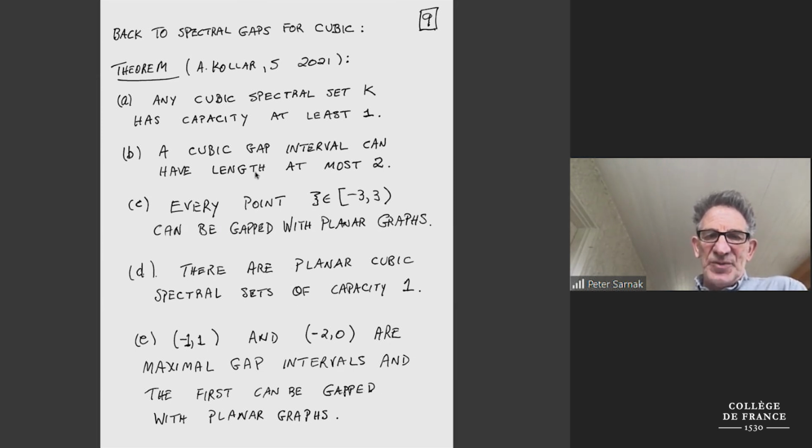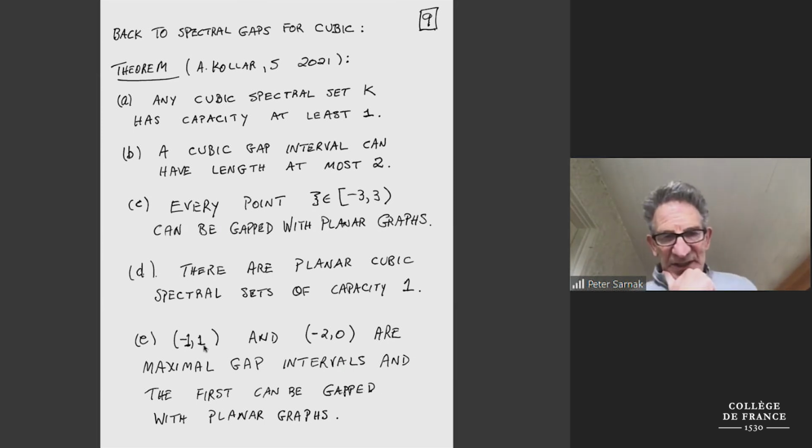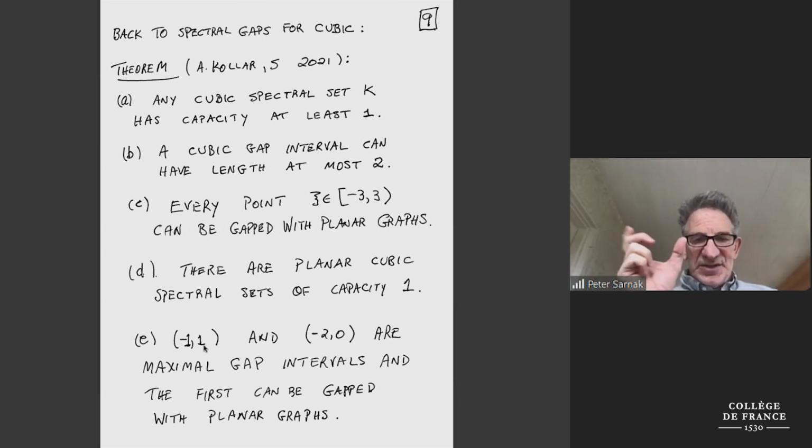There are planar cubic graphs whose spectral sets have capacity 1. So this is showing the extremality of the first theorem and of the second theorem. And the intervals [-1, 1] and [-2, 0] are maximal gap intervals. You can actually make intervals, and this interval [-1, 1] is kind of nice, and it's maximal. So let me just, and you can even do it with planar graphs.